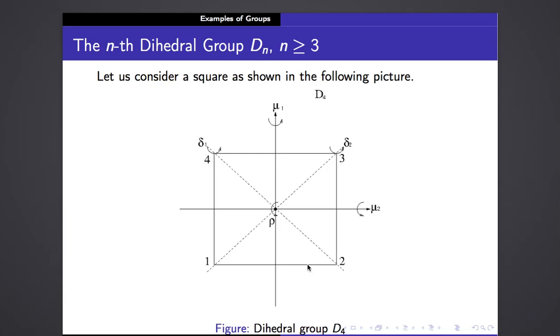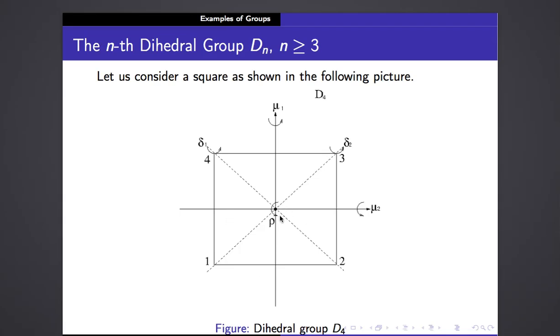Okay, so next one we want to talk about. Let us consider a square as shown in the following picture. So what I am going to consider is the n equals 4 case. Let us consider a square as shown in the following picture. Okay, this square here. So we see the rotations, right?